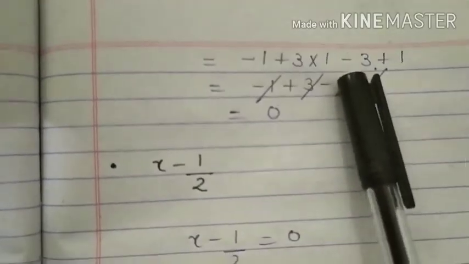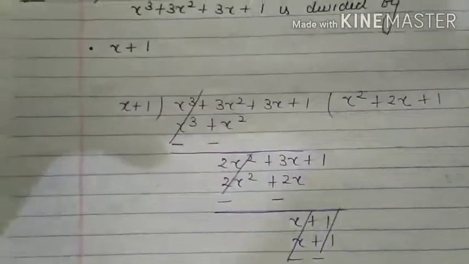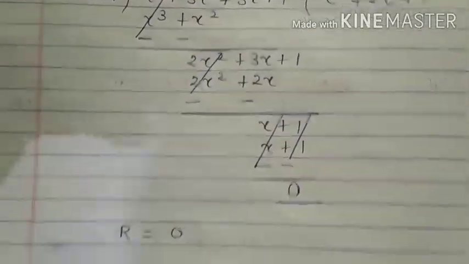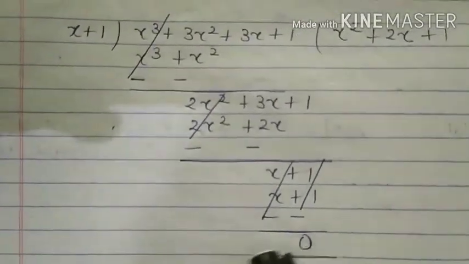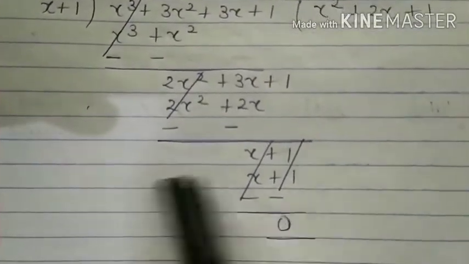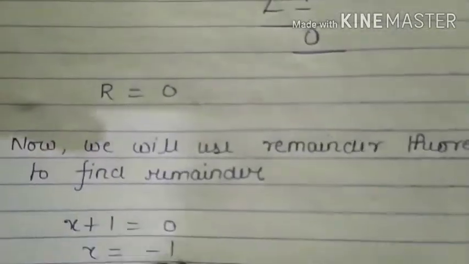Okay, so minus 1 plus 3 into 1 minus 3 plus 1. After solving we get 0. In the long division method we get 0, and in the remainder theorem method we also get 0. Both are the same process, we get the same answer from both, but one is a long process and the other is a short process.